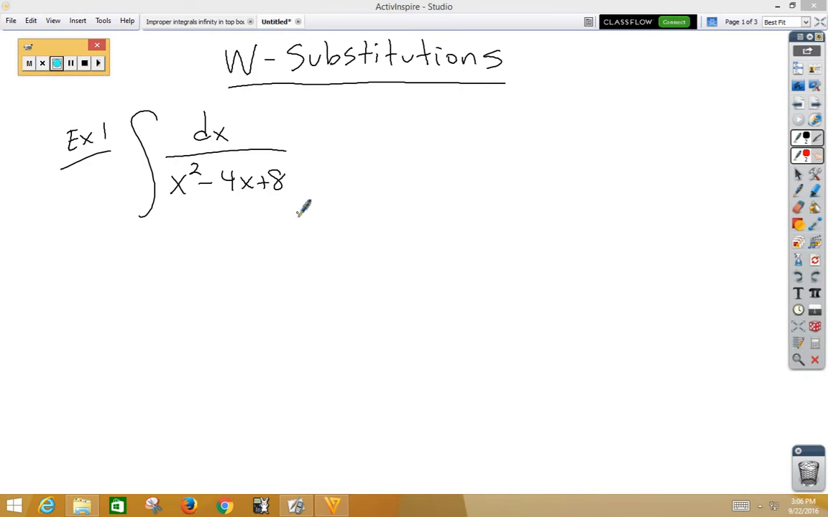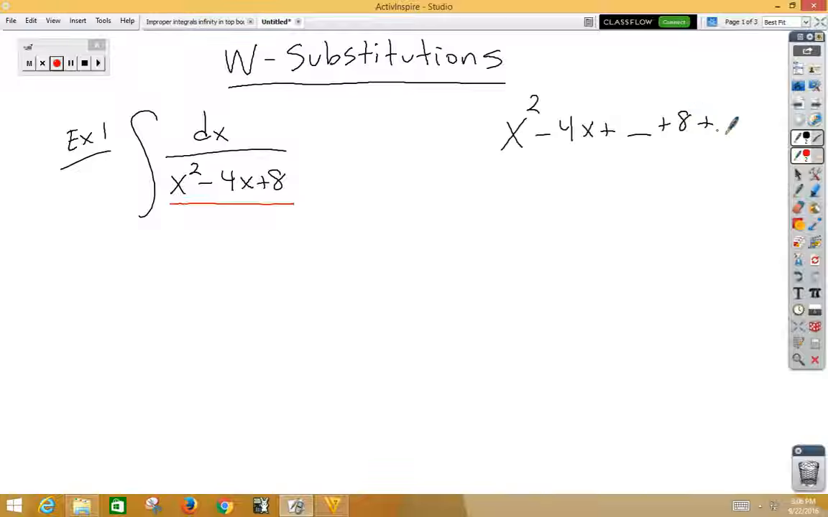In this video, we're going to do W substitutions, which is a U substitution twice. Now, the key in this is to take the denominator and complete the square. So if we complete the square, we get x squared minus 4x plus blank plus 8 plus blank. Half of negative 4, the middle term, is negative 2, squared is 4. So that we don't undo the problem, we're going to subtract 4 on the other side.